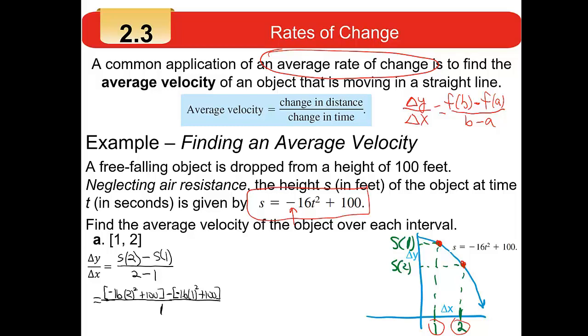Well, how do you do that? Well, s of 2 is what you get by plugging 2 in for t. And that's this negative 16 times 2 squared plus 100. Then you want to do s of 1. Well, what's s of 1? S of 1 is what you get by plugging a 1 in right here in place of t. And that's where you get the negative 16 times 1 squared plus 100. And then it's over 2 minus 1, and obviously 2 minus 1 is just 1.